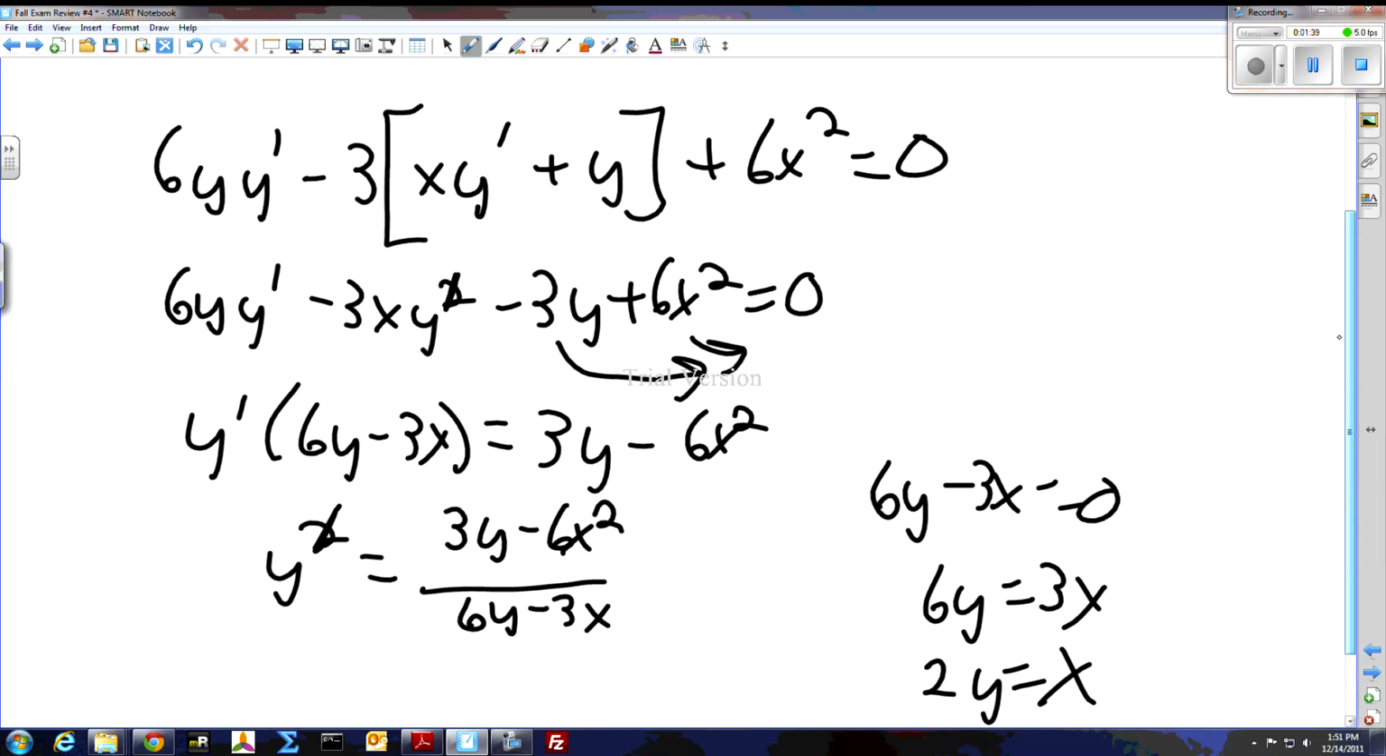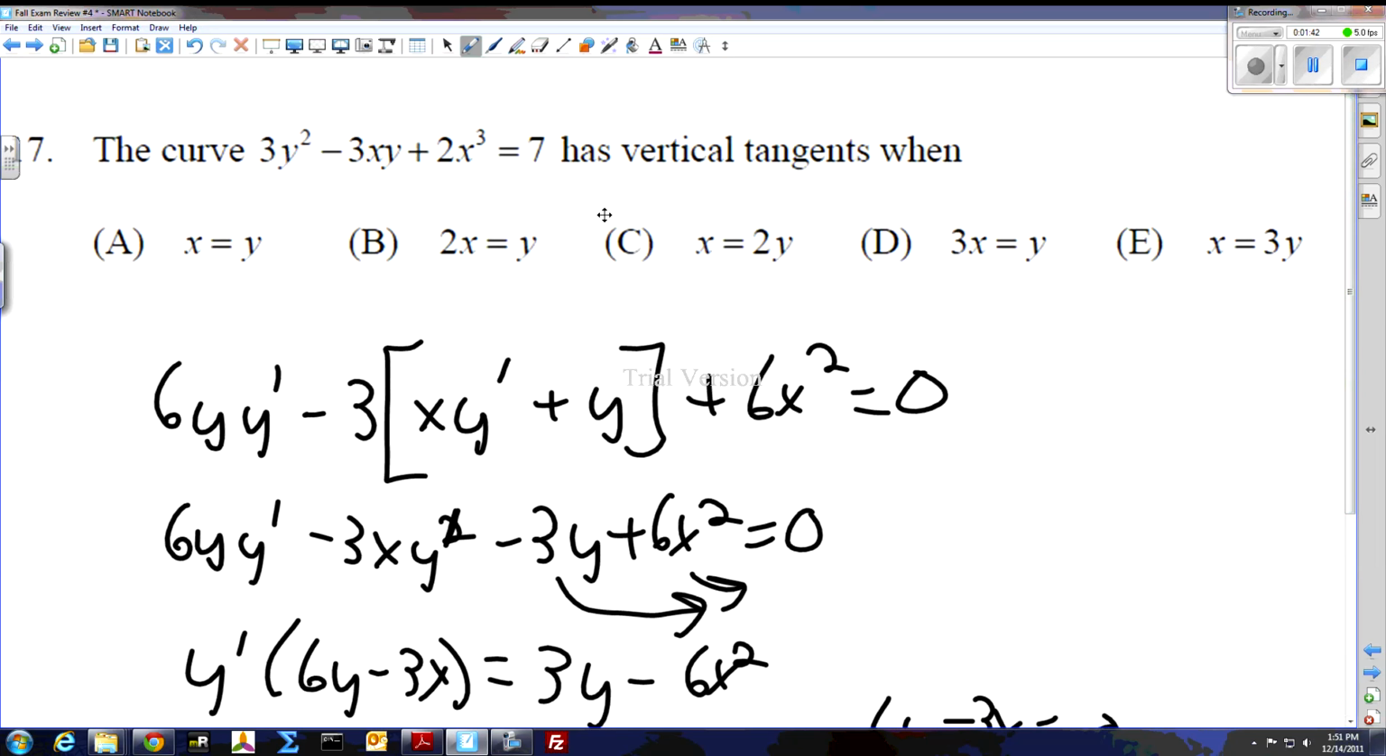And if we go back up to the slide and look, we have x equals 2y. C is our correct answer.